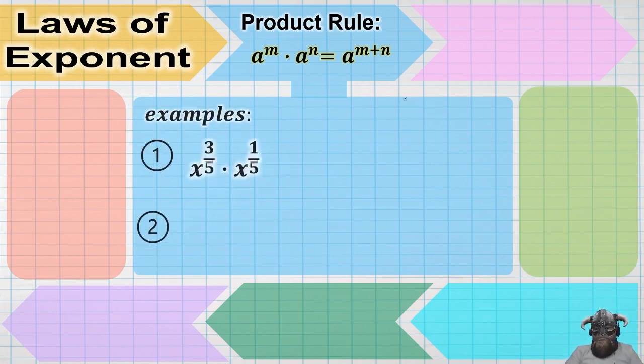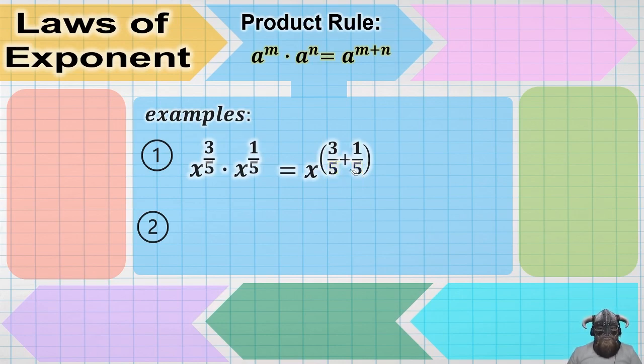So let's have example number 1. X raised to 3 over 5 times x raised to 1 over 5. So once again, they have the same bases and they are being multiplied to each other. So anong gagawin natin? All we need to do is to add their exponent. So kapag ang given natin na rational exponents are having fraction with the same denominator, so we call it similar fraction, pwede natin silang i-add using the numerator and we just need to copy the denominator.